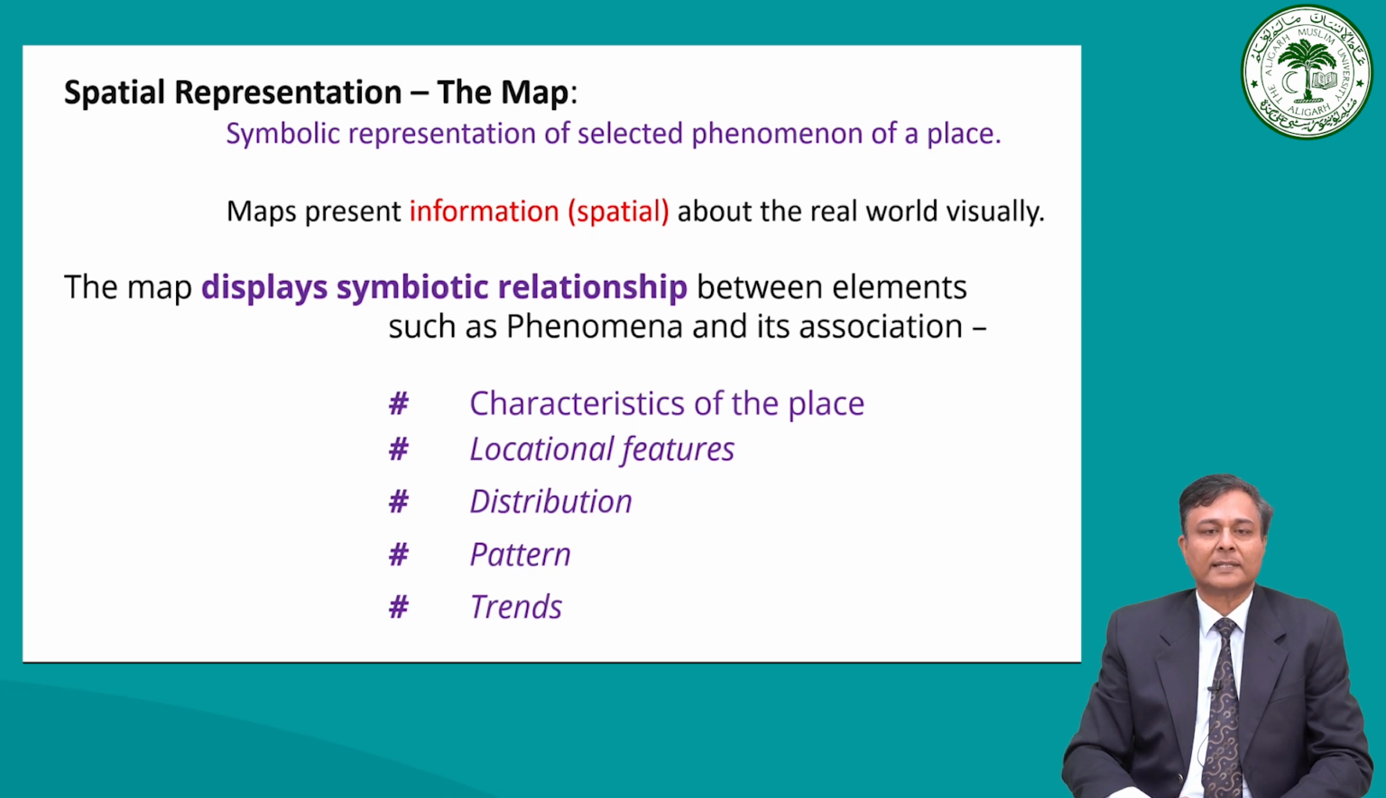And these associations can be characteristics of places, the locational features, the distribution of the phenomena, the pattern which would be visible over the Earth's surface regarding that phenomena, and the trends, if there are any, in relation with time. There might be some changes in the phenomena. So these trends can also be depicted in the maps.